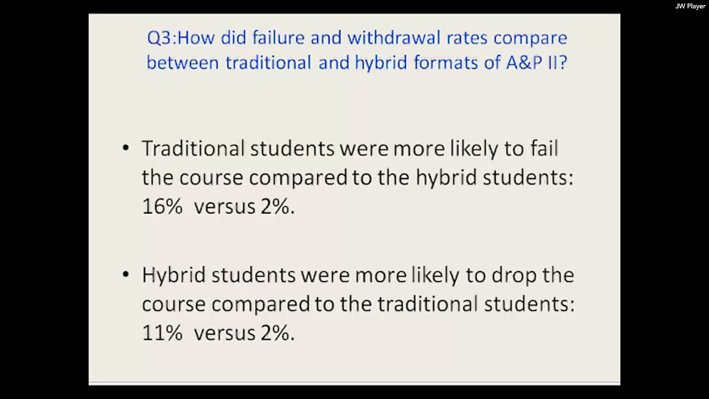On the other hand, why did I say it is mixed results? Because it's one thing to consider failure rates from grade F point of view or C plus point of view, but it's also another thing to look at how many students were actually withdrawing from the course. So we had hybrid students being more likely to drop the course compared to the traditional students. We have about 11% of hybrid students withdrawing from the course compared to only 2% of the traditional students. And this is not unusual. This is actually in the literature.